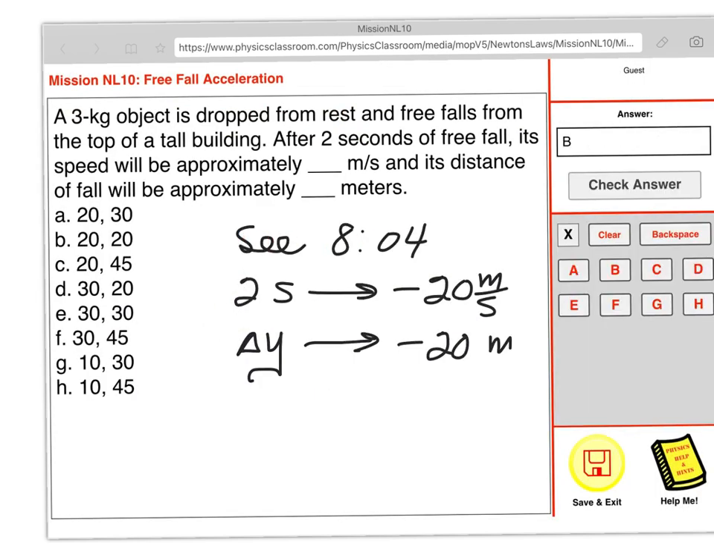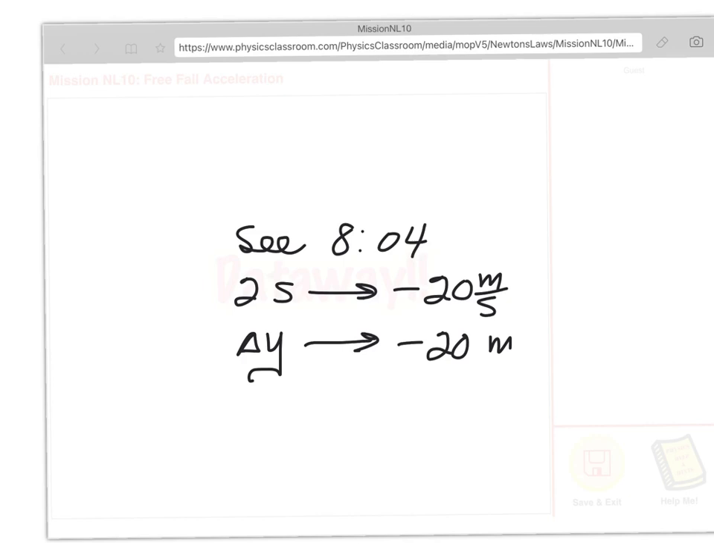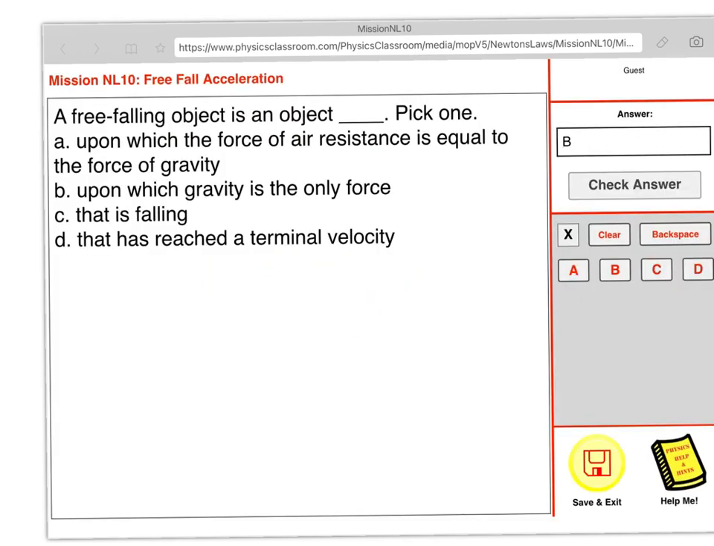For a longer explanation of this problem, go back to minute 8:04 where I explain it in more detail. But anyway, an object falls for 2 seconds. From 0, it's going to go -10, -20. And the distance, because it's averaging 10 over 2 seconds, would be -20. You can also use the kinematics equations. I explained that in more detail back at that time where I solved the problem previously. The only correct answer is B. You should read through the others and understand why they're incorrect.